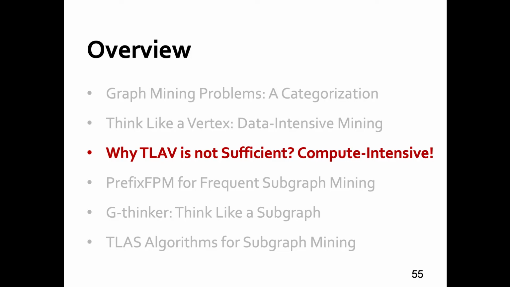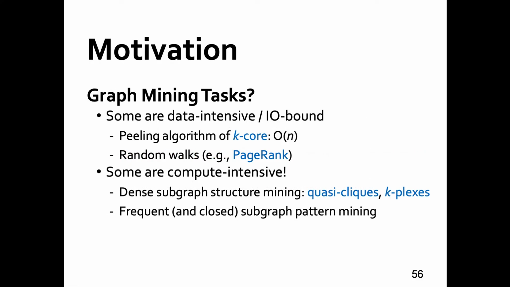Firstly, let's understand why TLAV systems are inefficient when it comes to compute-intensive graph mining problems. As we have seen, not all graph mining problems exhibit the same characteristics, with some being I/O-intensive, such as those we just presented, and others being compute-intensive, where the bottleneck comes from the enormous CPU time needed, not the data volume. Such problems include mining dense subgraphs from a big graph, as in our category 3, and mining frequent subgraph patterns from a graph database, as in our category 2.